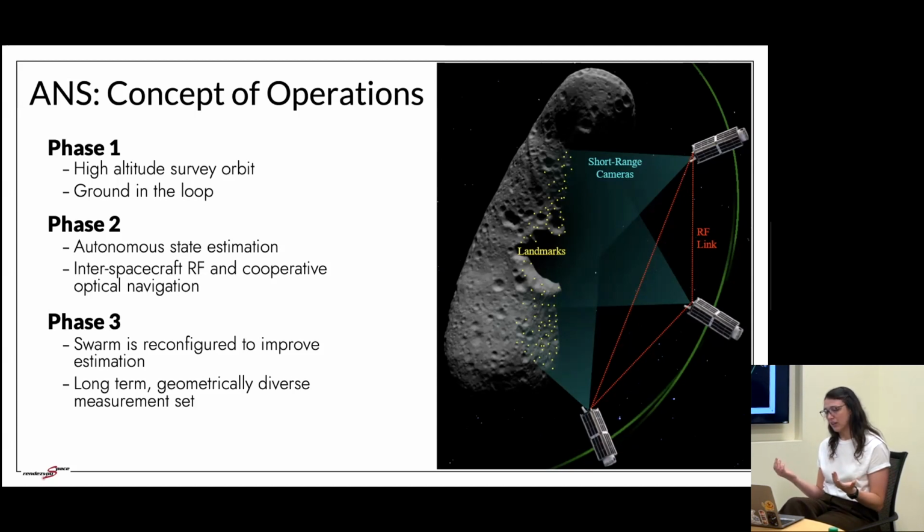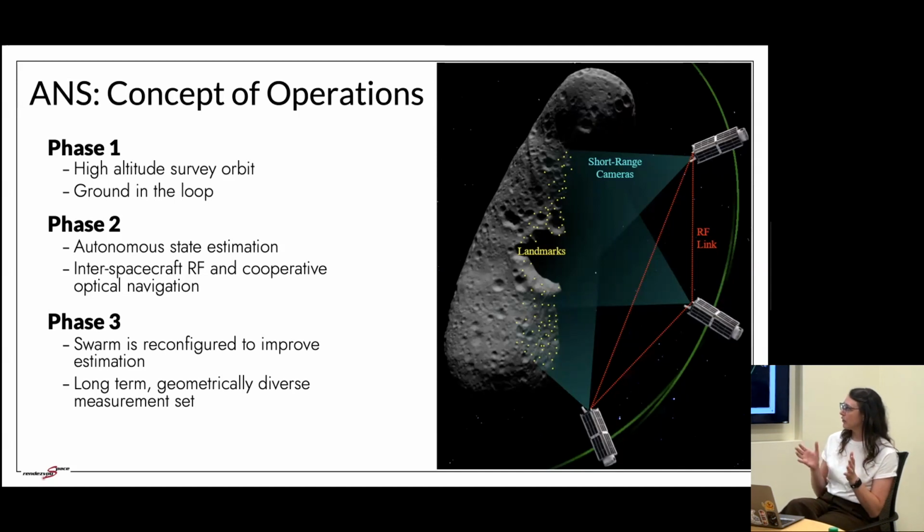In the case of an asteroid, it will be something like a high altitude survey orbit or a flyby, where you might be communicating with ground in the loop in order to get these very rough state estimates and say, hey, I need to just vaguely know the rotational motion. I need to know if this is a tumbling spacecraft. Is it 3 meters across? Is it 20 meters across?